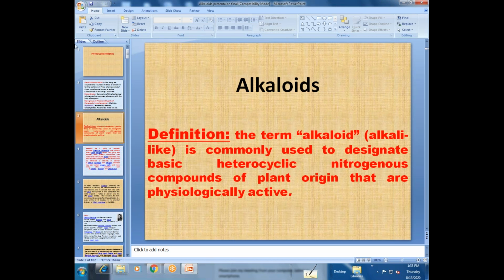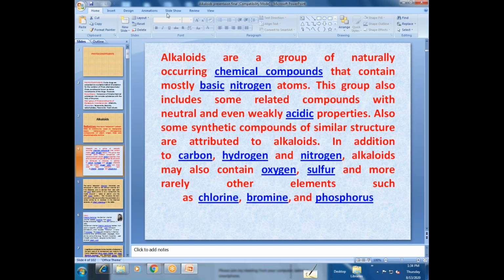Coming to the first classification, alkaloids. The alkaloid is alkali-like. Generally, alkaloids are commonly used to designate the basic heterocyclic nitrogenous compounds of plant origin that are physiologically active. They are basic in nature, the first property. Then they are present in a heterocyclic ring structure. In the heterocyclic ring, they have a nitrogen compound, they are of plant origin, and they are physiologically active. These are a few properties of alkaloids which we define.